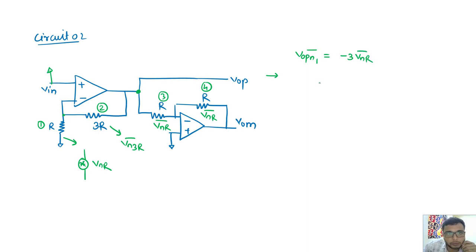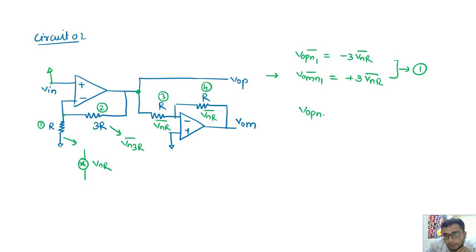Okay, so what is the VOM noise 1, meaning due to resistor 1? This is nothing but plus 3 Vn of R. So due to this 3R resistor, this is ground. So VOP is what? This is due to R1.